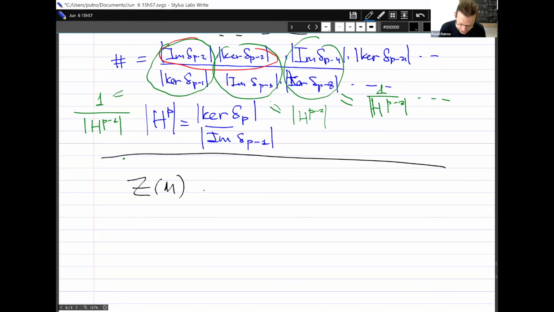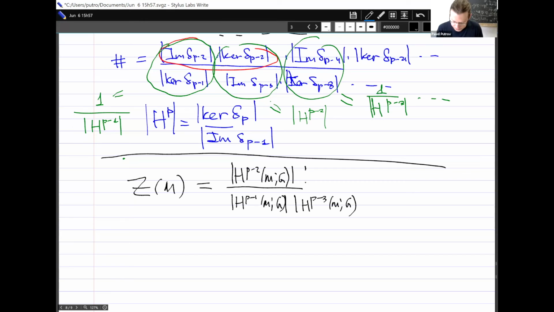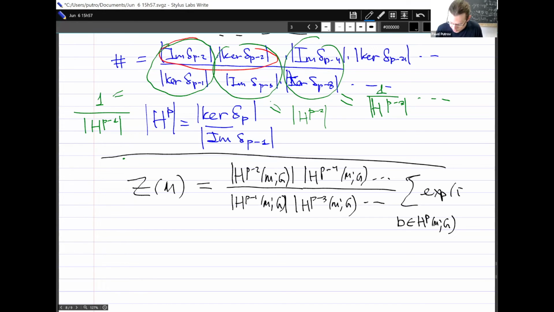So at the very end, we now have a very precise expression for the partition function. It's |H^(P-1)(M,G)|, |H^(P-2)(M,G)|, |H^(P-3)(M,G)|, and then there's some sum over H^P. Questions?